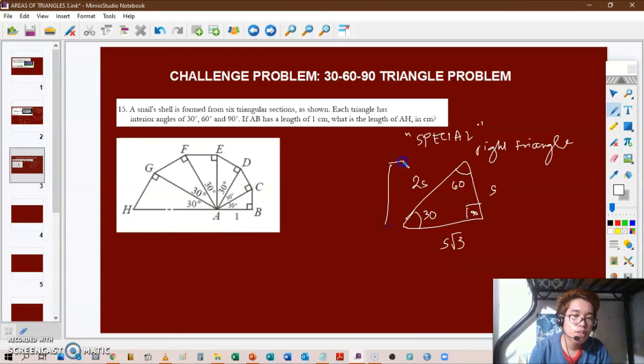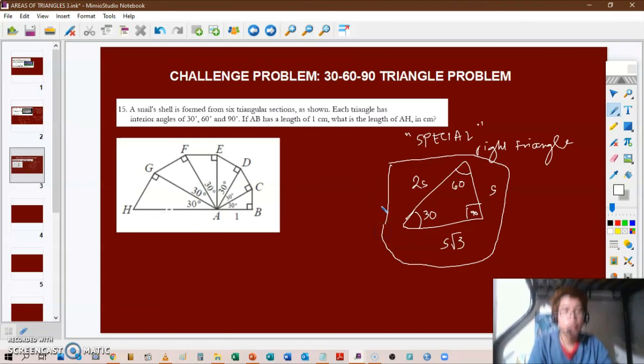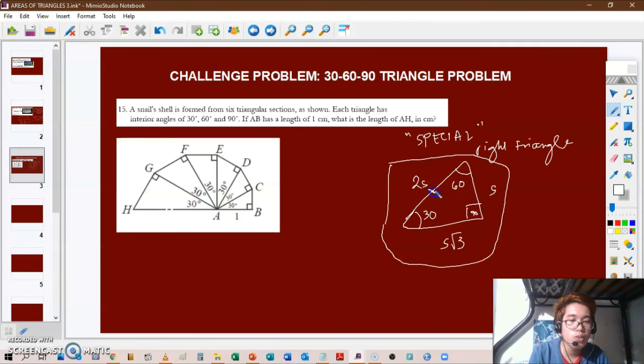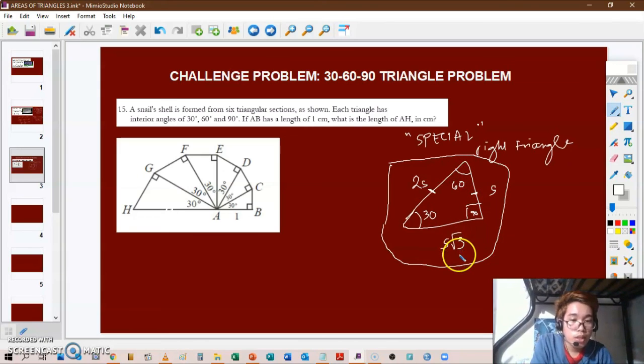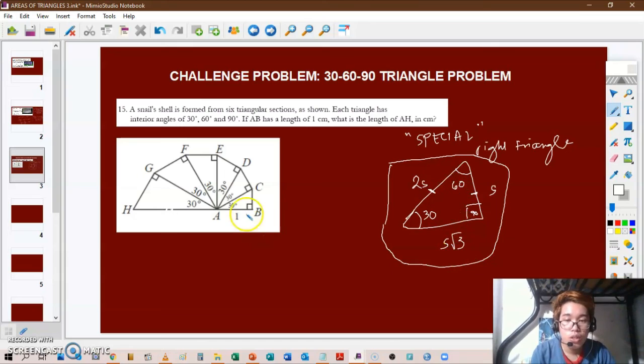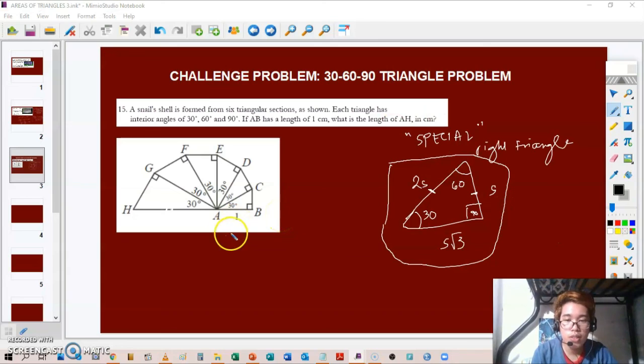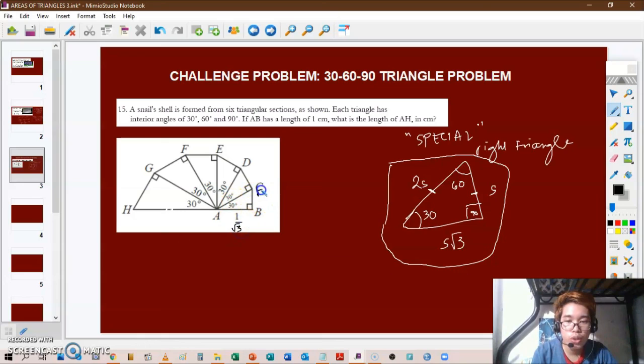We're going to use a very special right triangle. We call this a special right triangle. So that's going to give us 2s as the hypotenuse. s is the side opposite the 30-degree angle, and s square root of 3 is the side opposite the 60-degree angle. So if we have here 1, then the opposite side would be 1 over square root of 3, which is simply square root of 3 over 3.